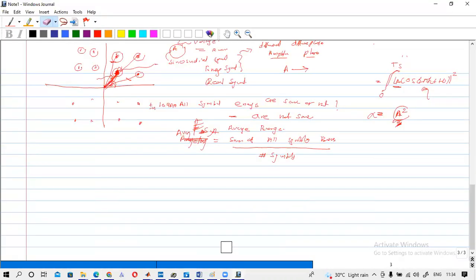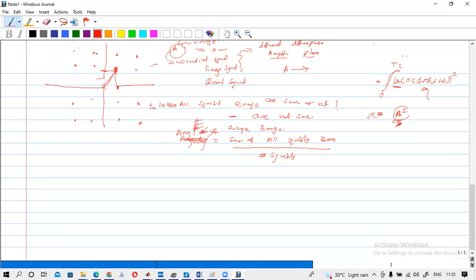Don't get confused. Now I am going to find the average energy of these symbols. Before that, I want to verify the distance of these symbols. What is this amplitude? To find the amplitude, if we can get this value and this value, you can get it. So you can see that.